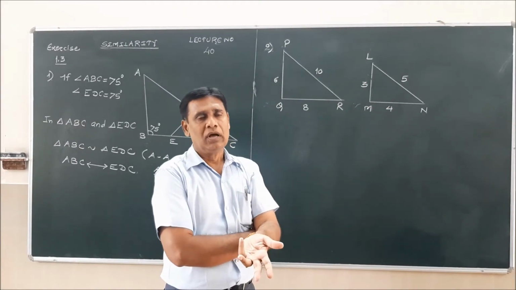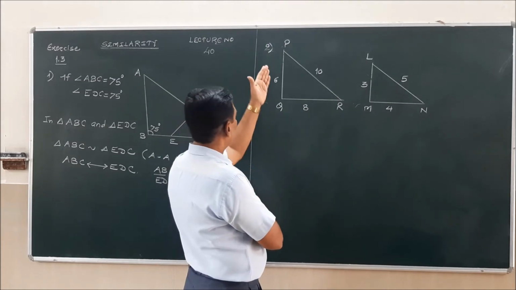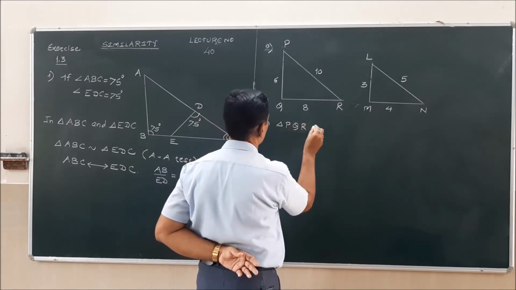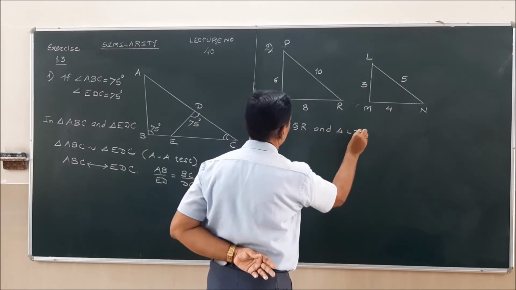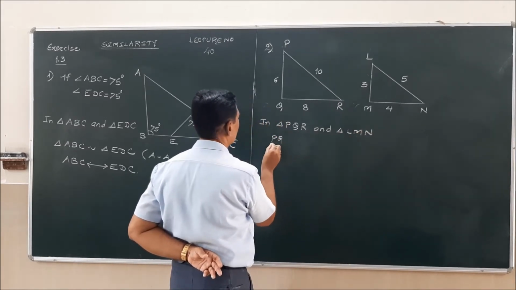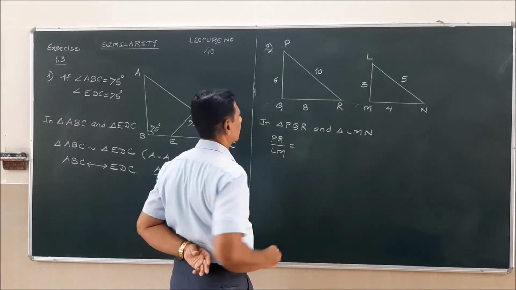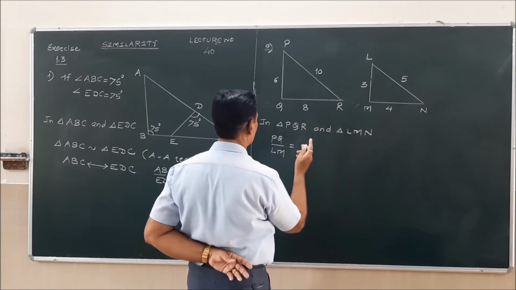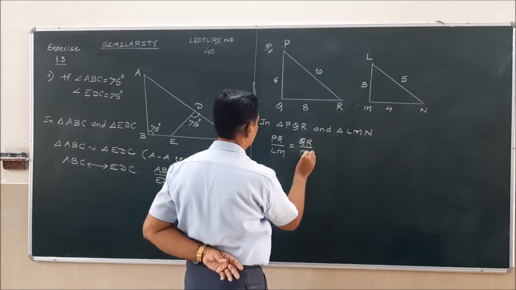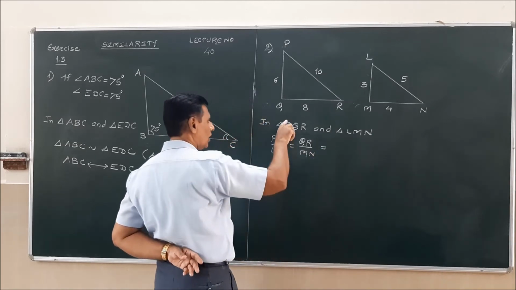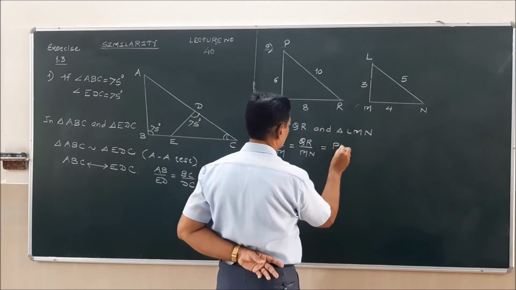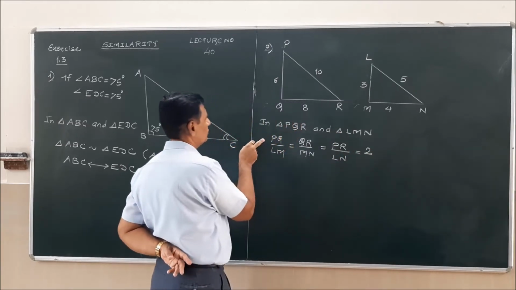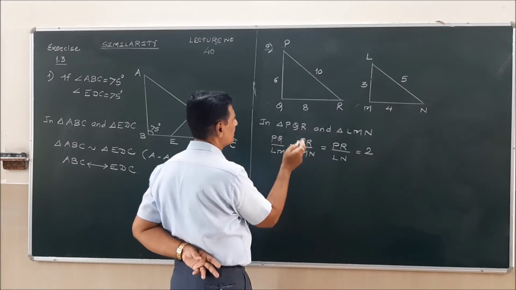That is 1:2. And if, for example, in triangle PQR and triangle LMN, PQ upon LM, that is 6 upon 3, is 2, QR upon MN, that is 8 upon 4, that is equal to PR upon LN, and all of this you will get 2. PQ 6 upon 3, QR is 8 upon 4, 2.